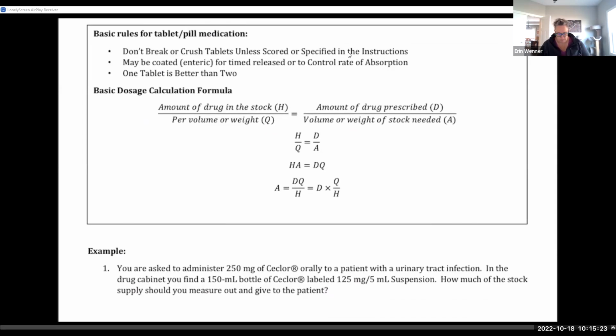So basic dosage calculation formula means the amount of the drug in stock H per the volume or weight Q equals the amount of drug prescribed D, or the volume or weight of the stock needed A. So these are just showing you different ways that you can set this up to solve it. Basically, we've been doing this so far, and I would just encourage you to keep that way. But these two formulas down here are showing other ways that you can solve for these variables.